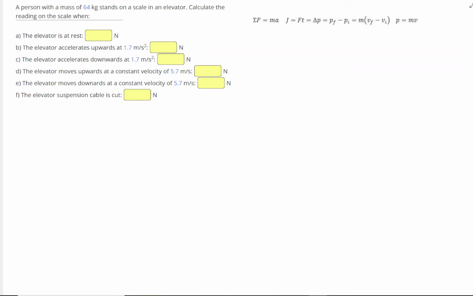We have the elevator at rest, right? So I'm going to draw a free body diagram, and we're looking to figure out what the scale reading says. And let's look at the person here. We're going to set them in here. Technically, they're in an elevator, right? But really all we care about is the person, right? So the elevator really doesn't matter at this point. We're just going to draw the person and they're on a surface.